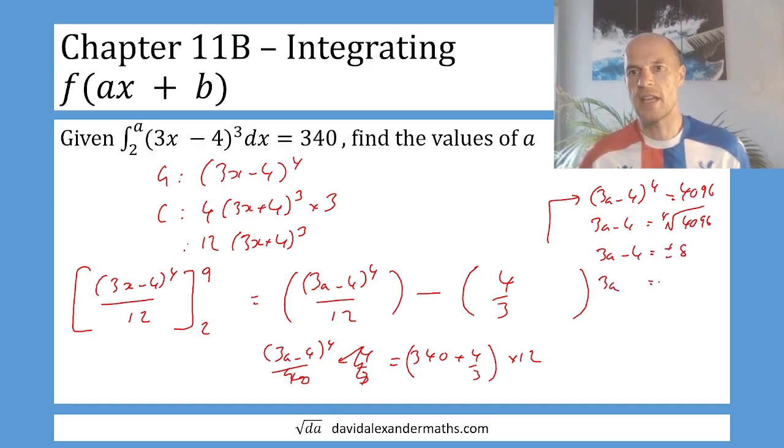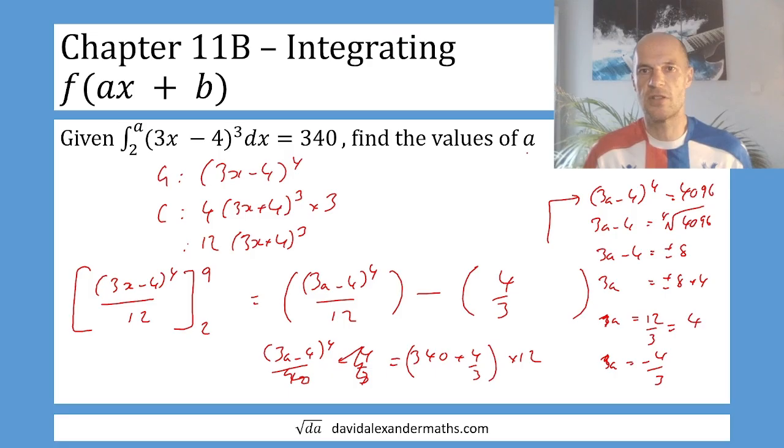So 3a equals plus or minus 8 plus 4. So 3a equals 8 plus 4, which is 12, and 3a equals minus 8 plus 4, which is minus 4. So therefore a is 12 over 3, so positive 4, and also negative 4/3. So there we have the two values, plural, of a, so it's 4 and minus 4/3.